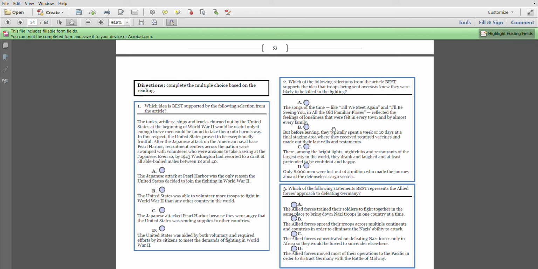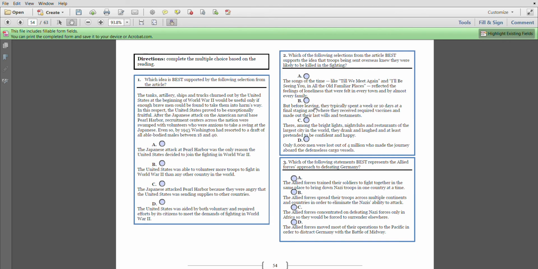Question 2. Which of the following selections from the article best supports the idea that the troops being sent overseas knew they were likely to be killed in the fighting? A. The songs of the lifetime, like Till We Meet Again and I'll Be Seeing You in All the Familiar Places, reflected the feelings of loneliness that were felt in every town and almost every family.